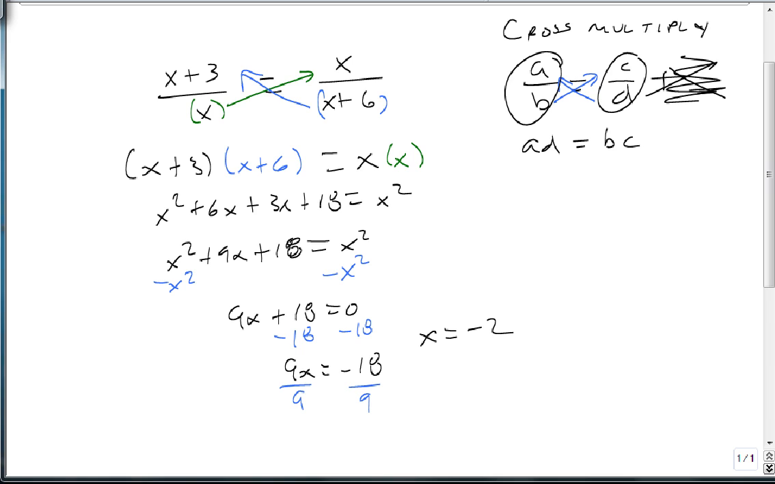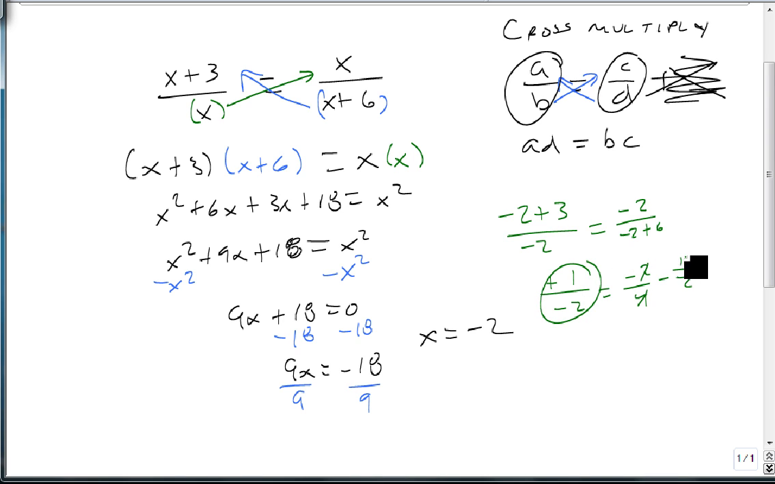We want to double check this real quick, so we plug negative 2 in. Negative 2 plus 3 over negative 2, does that in fact equal negative 2 over negative 2 plus 6? So we have positive 1 over negative 2 equals negative 2 over positive 4, which reduces to negative 1/2. I have negative 1/2 on the left, negative 1/2 on the right, so my answer does in fact work.